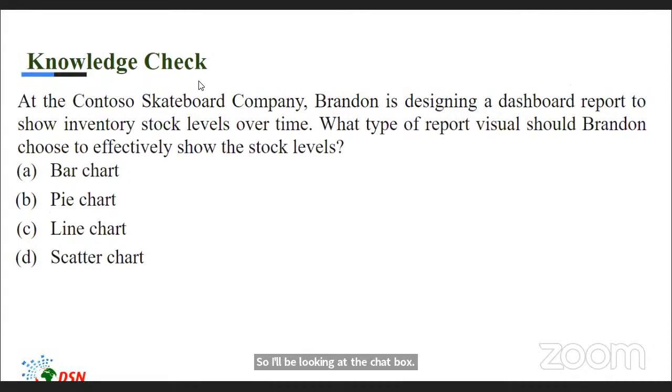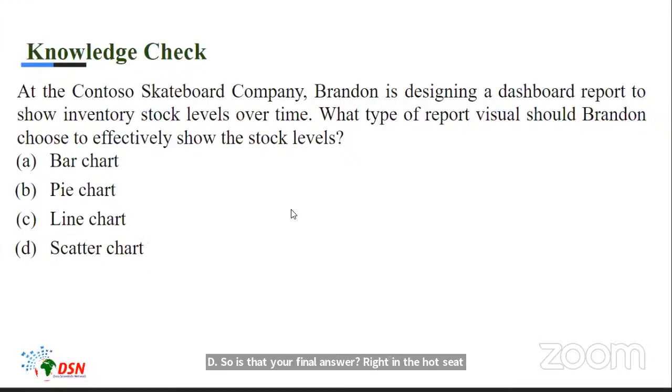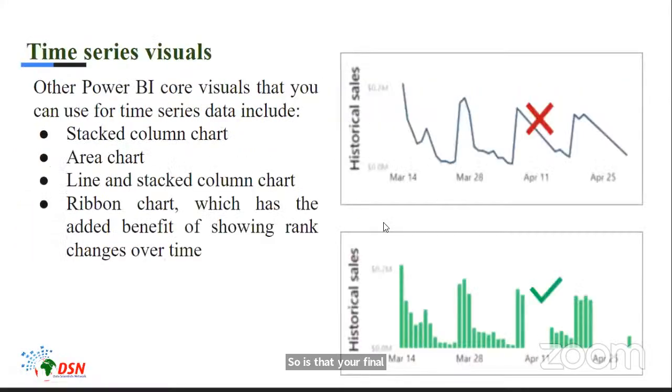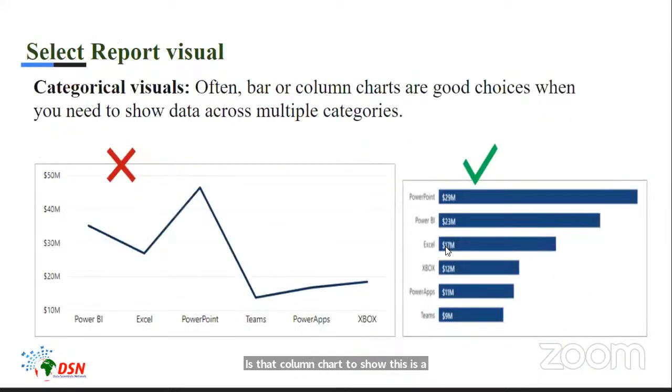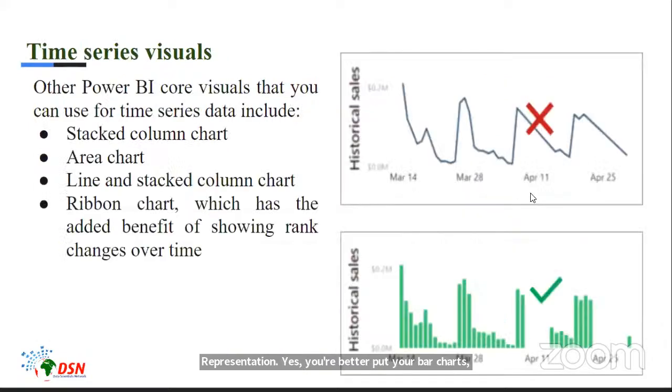Okay, line charts. Is that your final answer? Because I just showed you an example of D. So is that your final answer? I just showed you an example that you can also use a stack column chart to show. This is a stack column chart. When we talk of bar chart, this is a bar chart. Bar charts are horizontal representation, while your column charts are vertical representation.